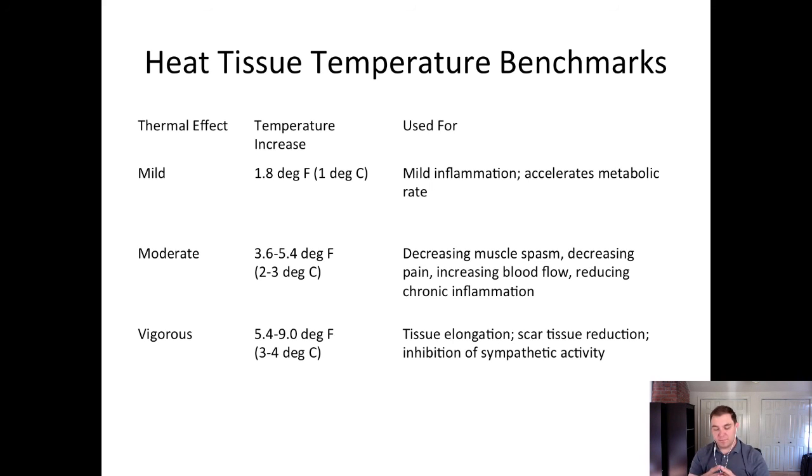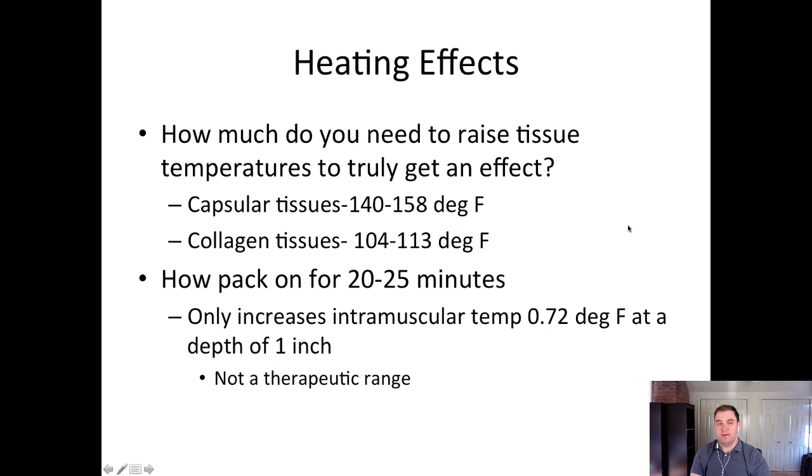Placing a moist hot pack on somebody and then stretching them will not do this. Placing a moist hot pack on a patient may get the mild, maybe to a moderate, depending on what body part it is. In order to get tissue elongation, you need a 5.5 to 9 degree tissue temperature increase. How much do you need to raise a tissue temperature to truly get an effect? Capsular tissue, joints, 140 to 158 degrees Fahrenheit. Whoa, we're not getting that with a moist hot pack. No way in hell.